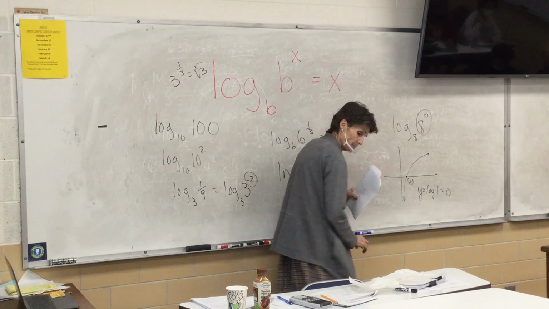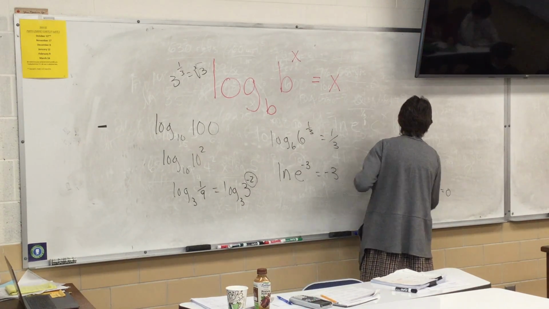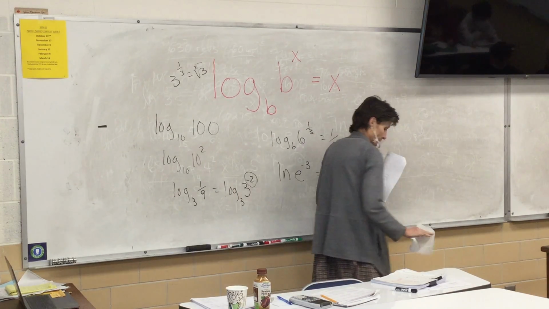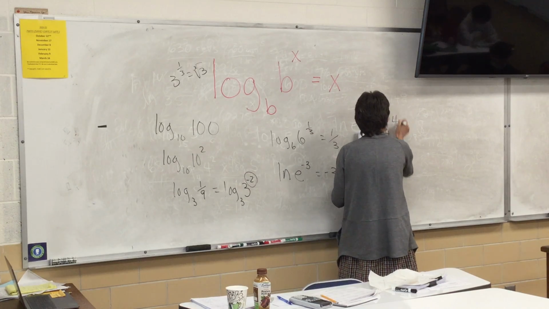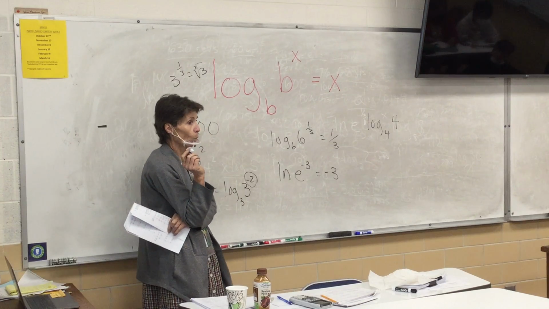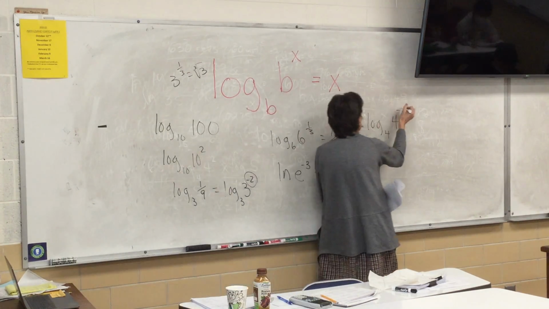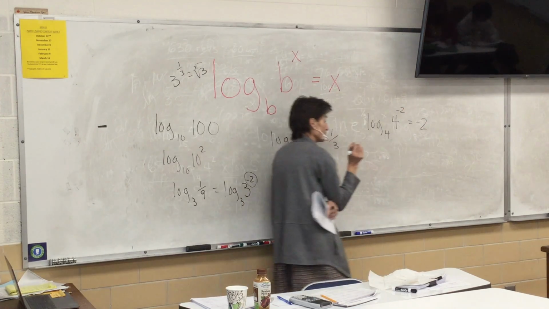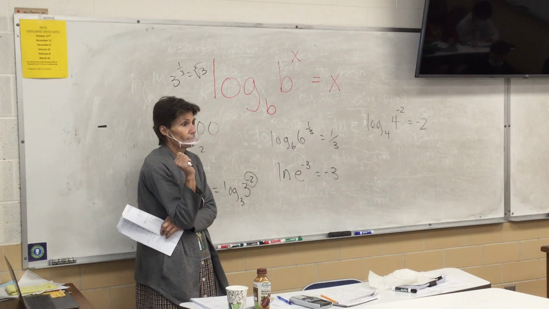All right, we've done a couple of these now. Can you figure out O? What power of 4 is 1/16? -2. So the answer is -2. Very good. Guys, you've got to remember 1 over means a negative exponent.